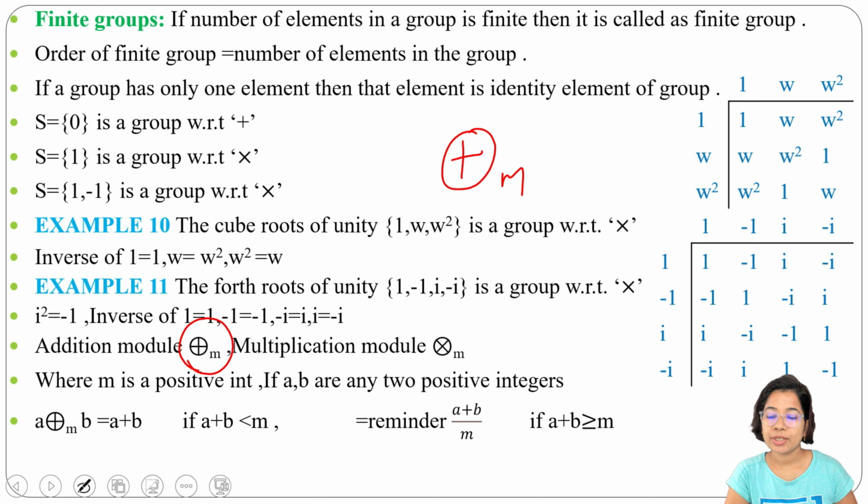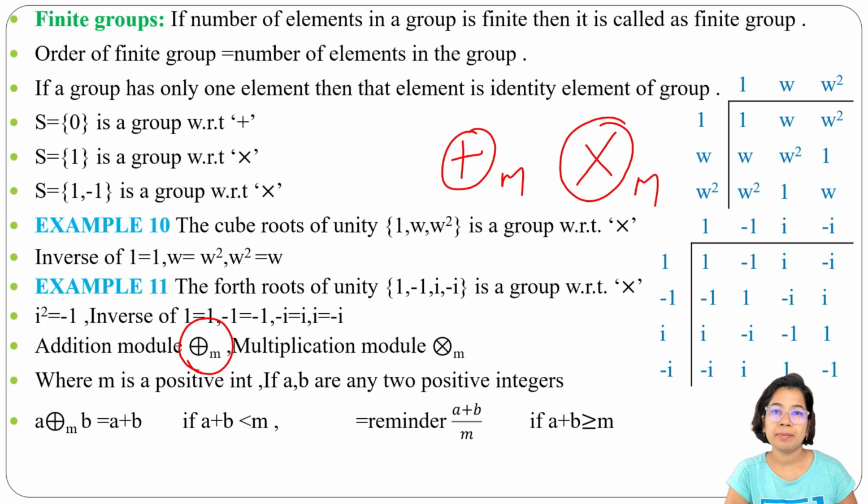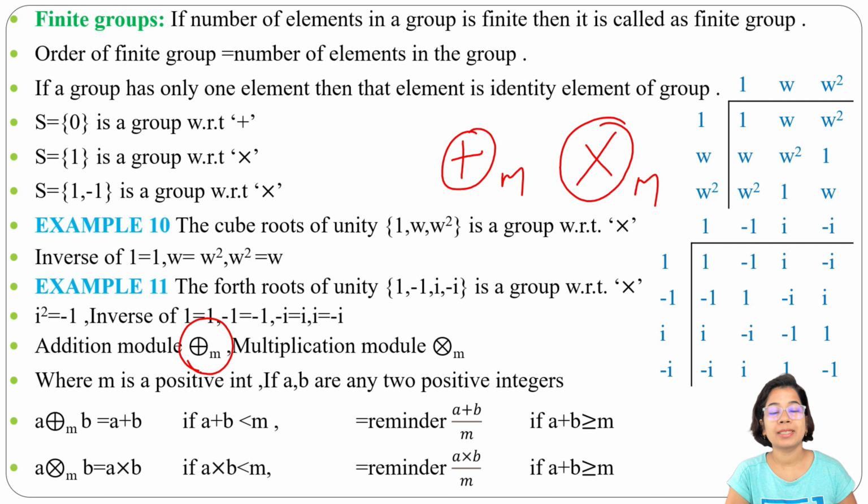Next is multiplication modulo. We can represent multiplication modulo by this multiplication symbol surrounded by a circle. Here we write m. If a multiplied by b is less than m, we simply write a multiplied by b. If it is greater than or equal to m, then we write the remainder of a multiplied by b divided by m.